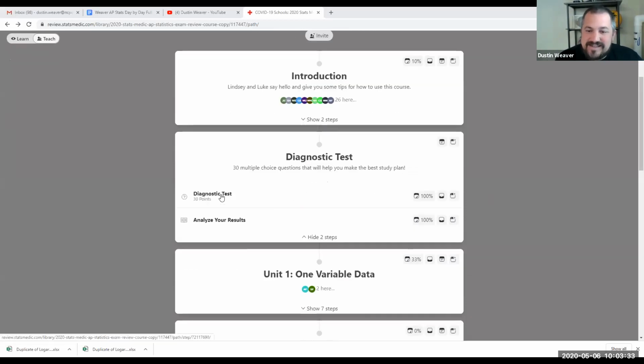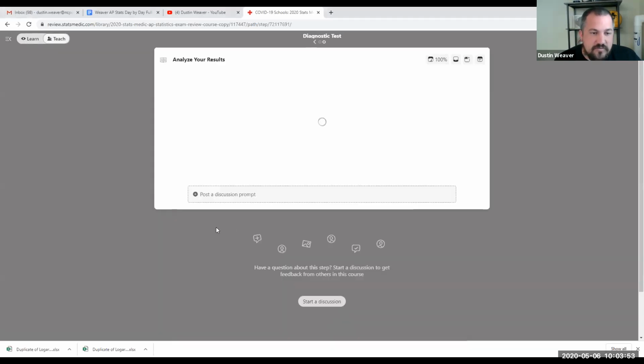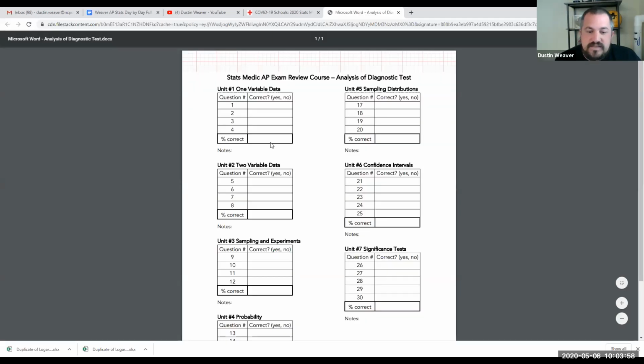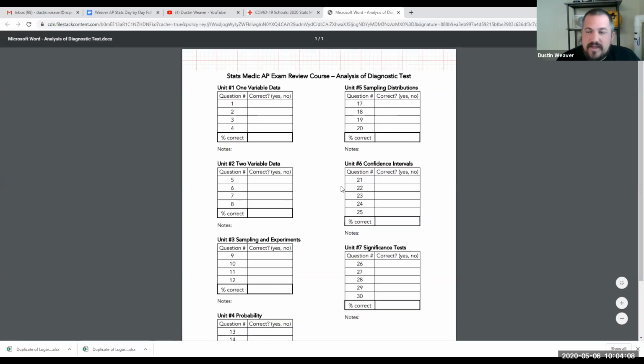Now, the diagnostic test is 30 questions, and I can see what you've done by clicking on review. Currently, some of you have completed that diagnostic test. There are others that have not. When you complete that diagnostic test, you want to analyze your results. After you finish it and it tells you which ones you got right and which ones you got wrong, you would want to either use this PDF or doc or print this out and see how many you got correct in each section and make a note of that.